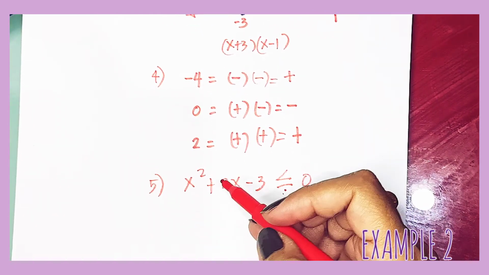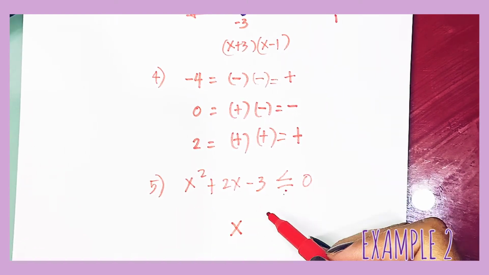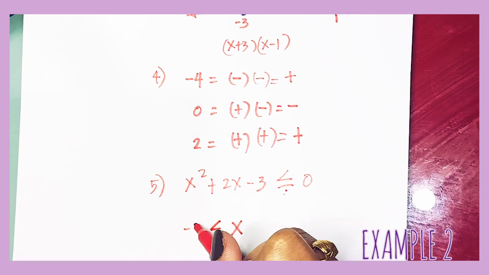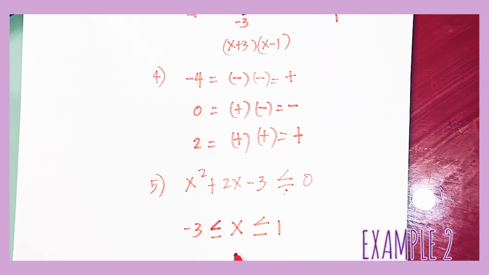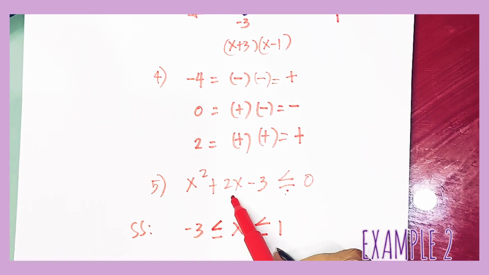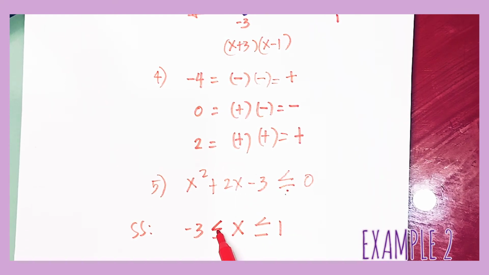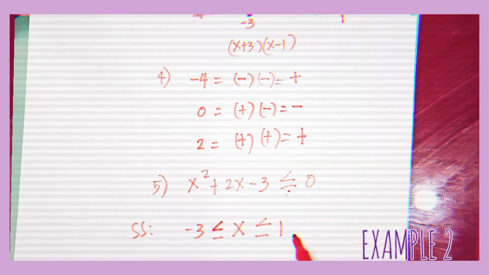So, in writing our solution set, that would be for all values of x which is greater than or equal to negative 3, but less than or equal to 1. Again, our solution set for this inequality is all values of x greater than or equal to negative 3, but less than or equal to 1.